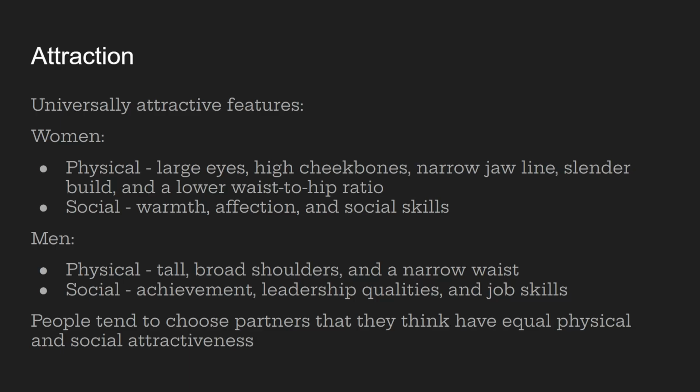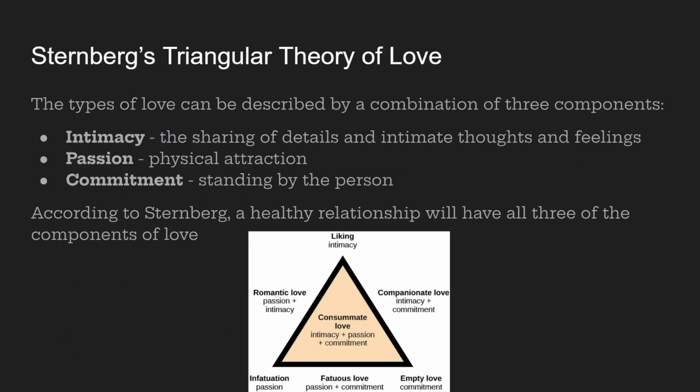And then people tend to choose partners that they think have equal physical and social attractiveness. So if you think someone is much more attractive than you, you're going to say they're out of my league and you're not even going to try to be in a relationship with them.